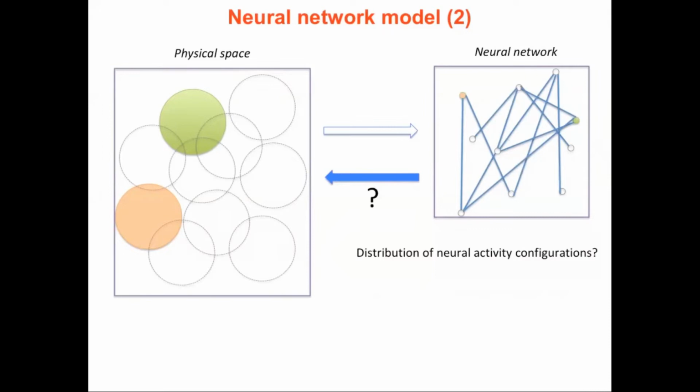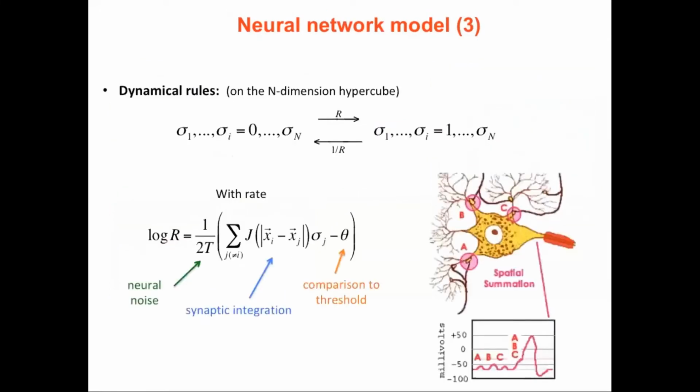Okay, so suppose we have in this network now that the Gij matrix is well defined. So what is going to be the distribution of neural activity configurations? What I will do here is a very oversimplified model, but which will allow me to make some connection with statistical physics. So I need to first define some dynamical rules on the n-dimensional hypercube. Since each neuron can have 0 or 1 activity, I have n neurons, so that means I have 2 to the n possible configurations of activity. So how do I move from one to the other as time goes on?